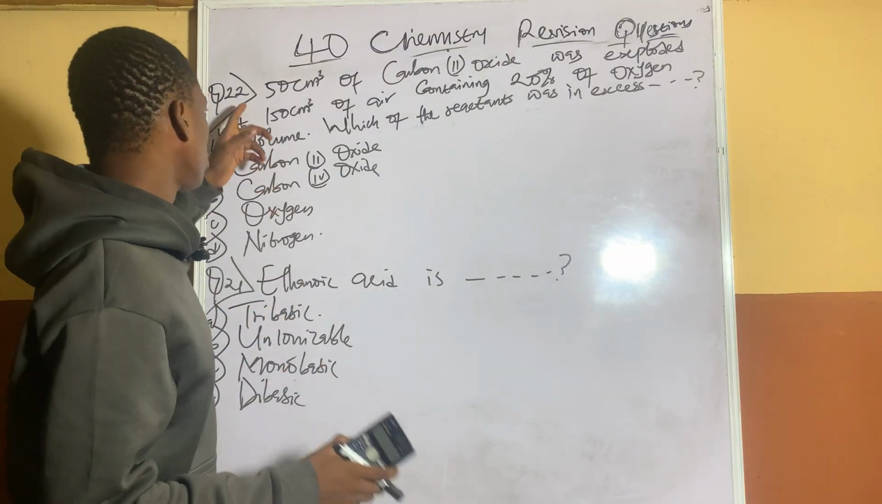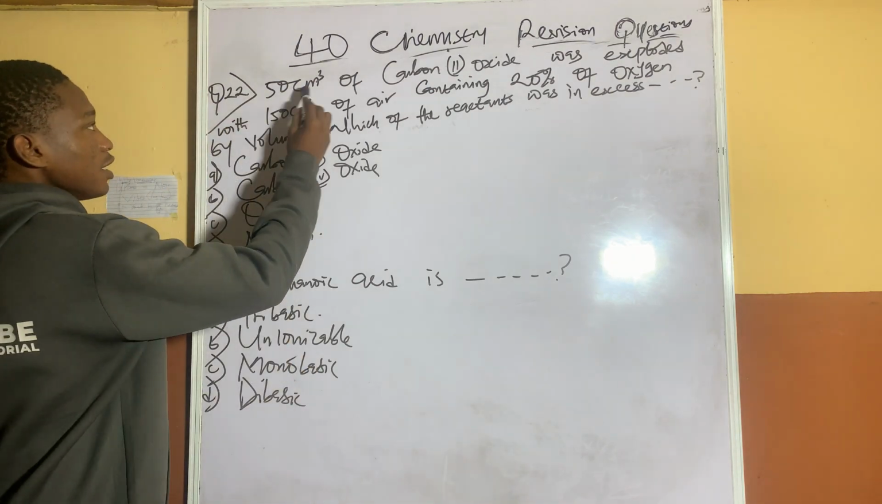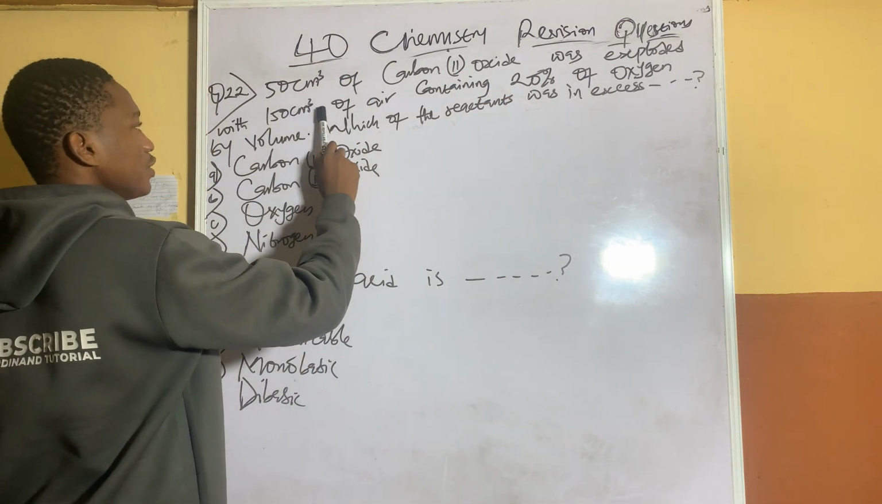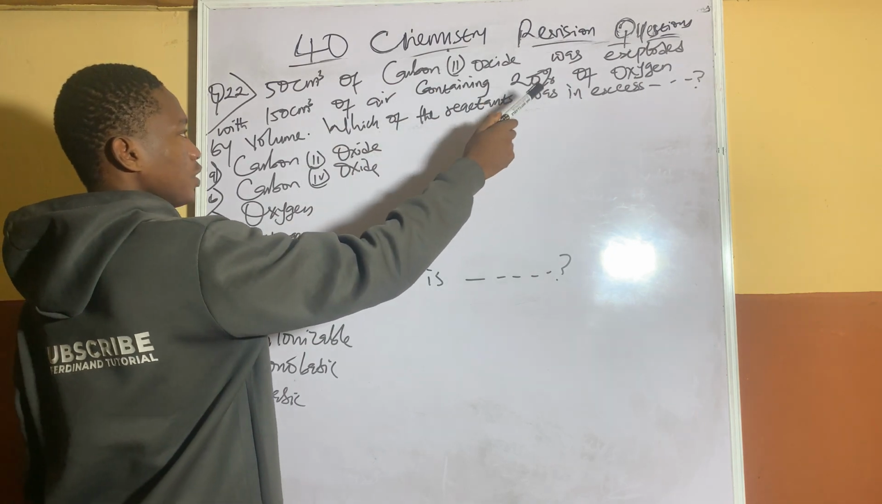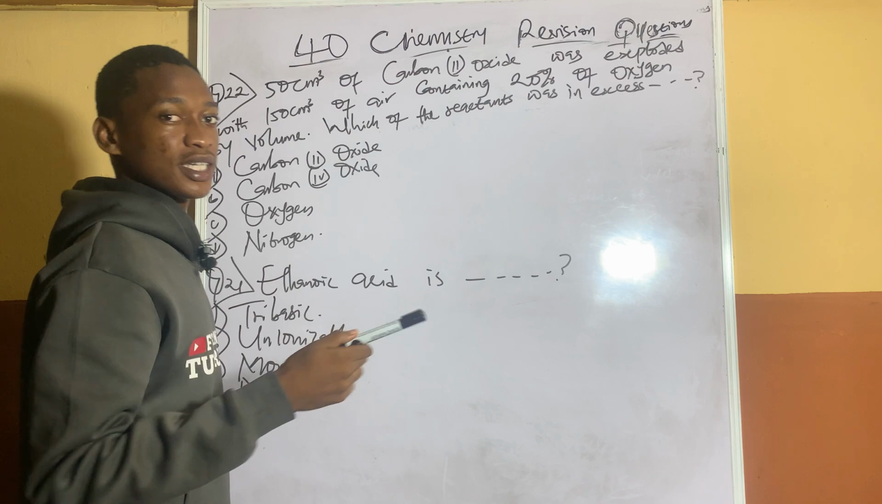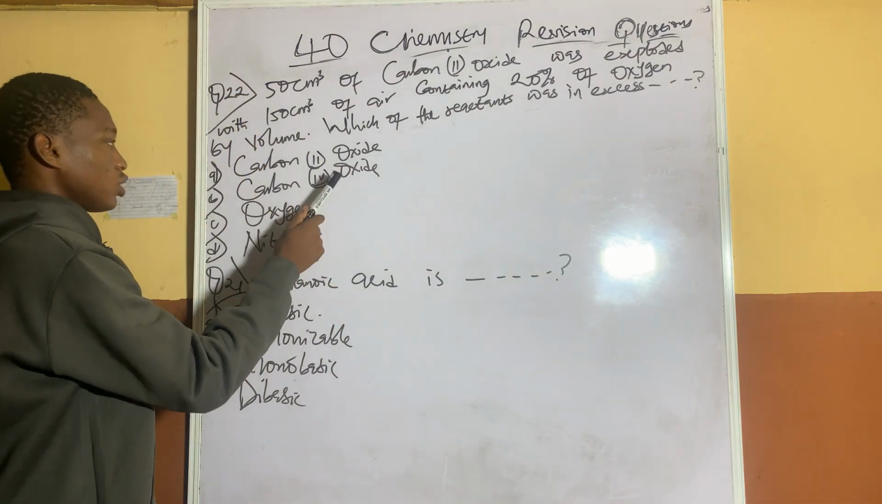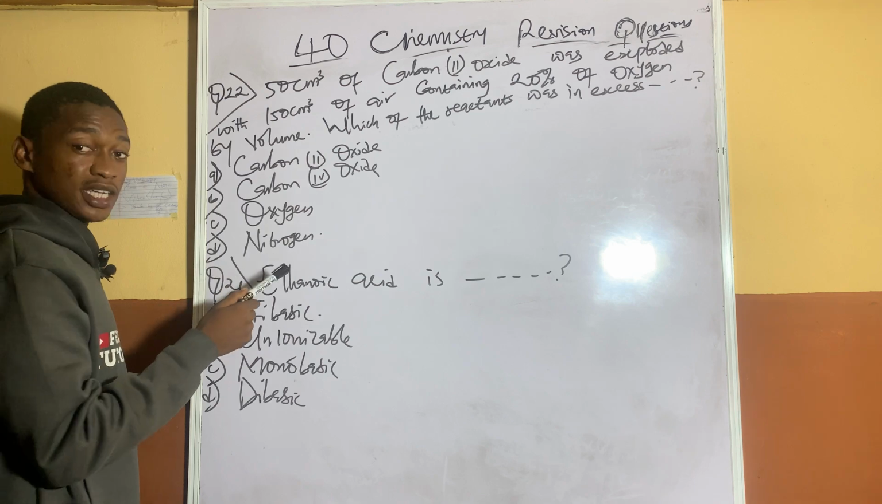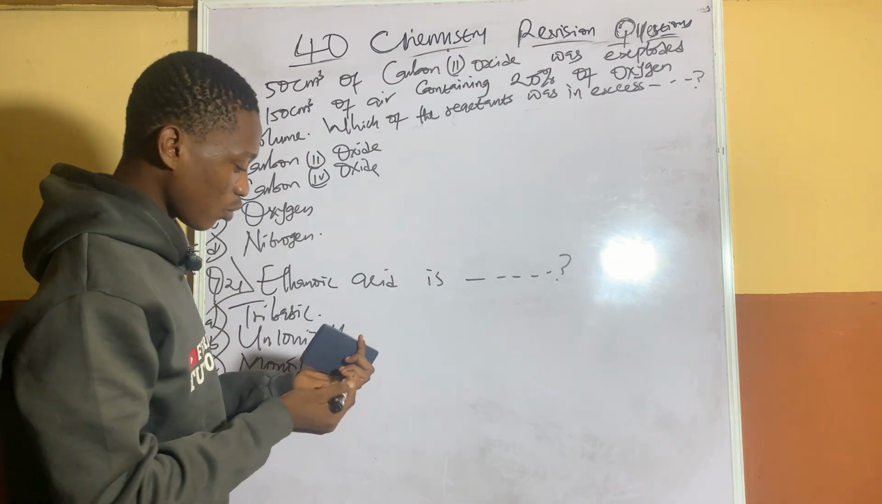Okay, to question 22. It says 50 cm cube of carbon 2 oxide was exploded with 150 cm cube of air containing 20% of oxygen by volume. Which of the reactants was in excess? A. Carbon 2 oxide. B. Carbon 4 oxide. C. Oxygen. D. Nitrogen.